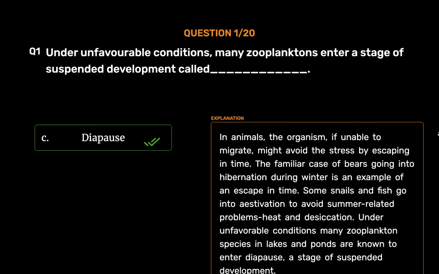Diapause. In animals, the organism, if unable to migrate, might avoid the stress by escaping in time. The familiar case of bears going into hibernation during winter is an example of an escape in time. Some snails and fish go into estivation to avoid summer-related problems, heat and desiccation. Under unfavorable conditions, many zooplankton species in lakes and ponds are known to enter diapause, a stage of suspended development.